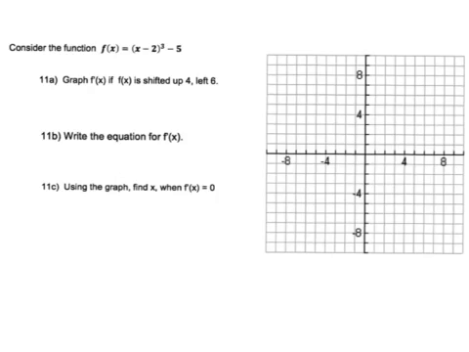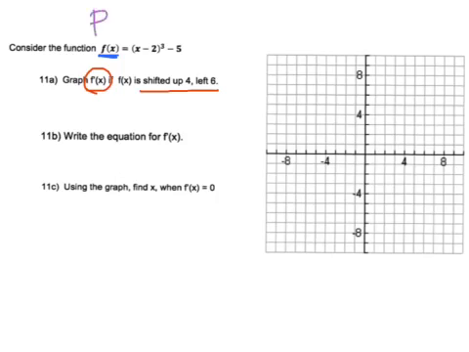And last but not least, we have number 11. A lot of people struggled on this, so I want you to pay very close attention. We are given a function. We need to graph this function, and then graph our new function, which is shifted up 4 and left 6. Write an equation of that new one, and then find a point on it. However, before we do anything, graph your parent function first.